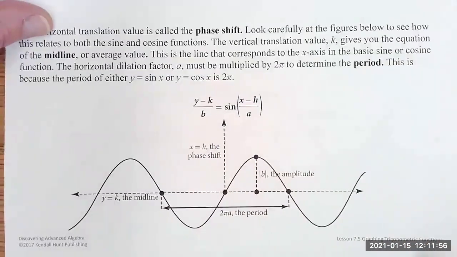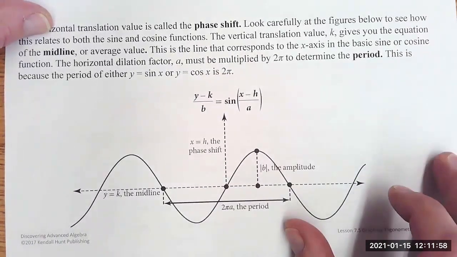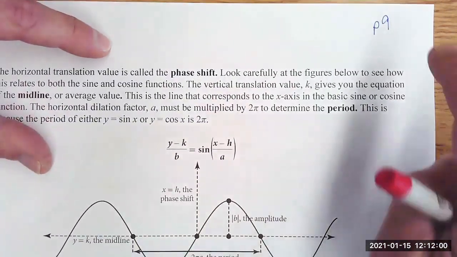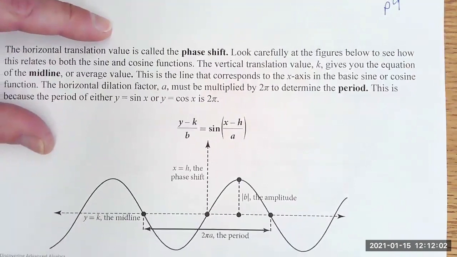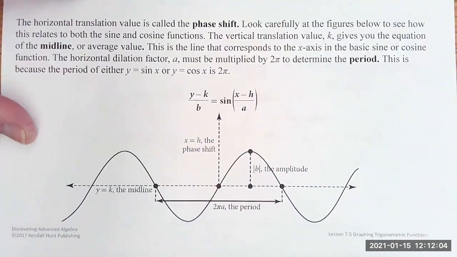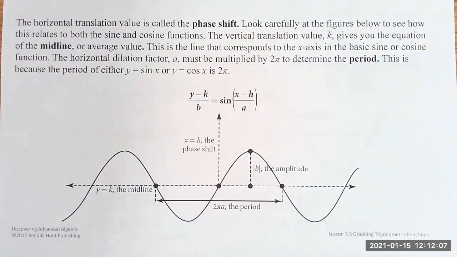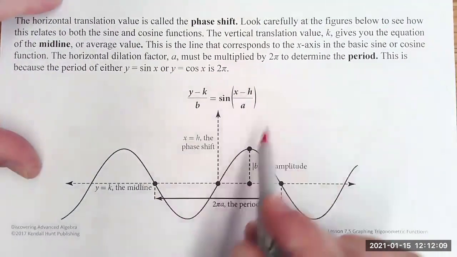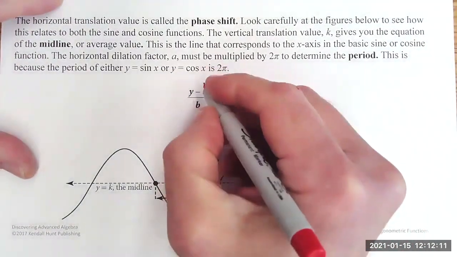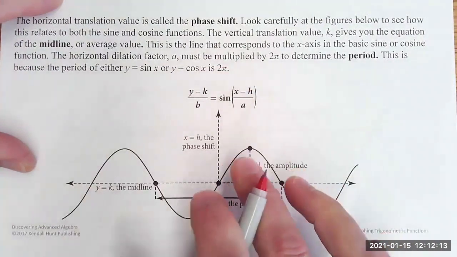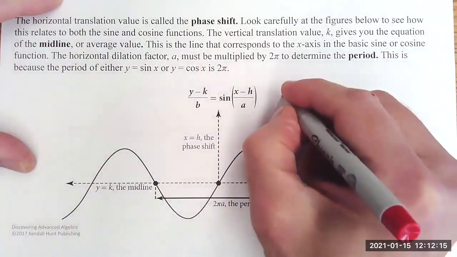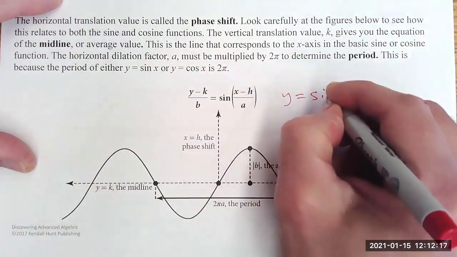So I want to refer you to pages 9 and 10 of the lesson slides. This is page 9. The next one is page 10. The first one addresses the shape of a sine function. The parent function, if these values are 1 and 0, you get y equals sine of x.